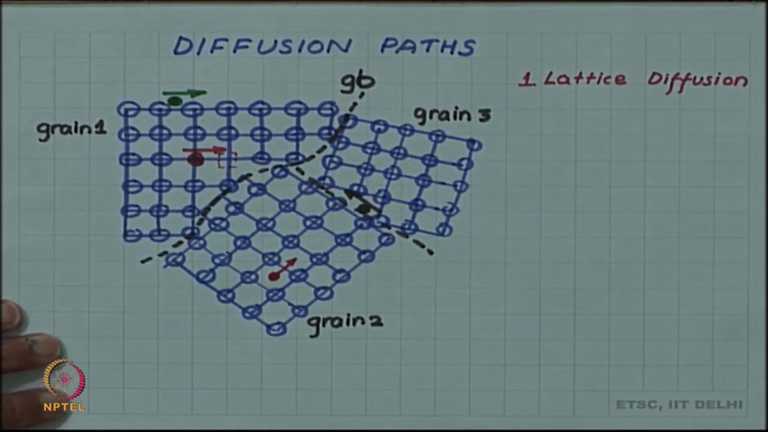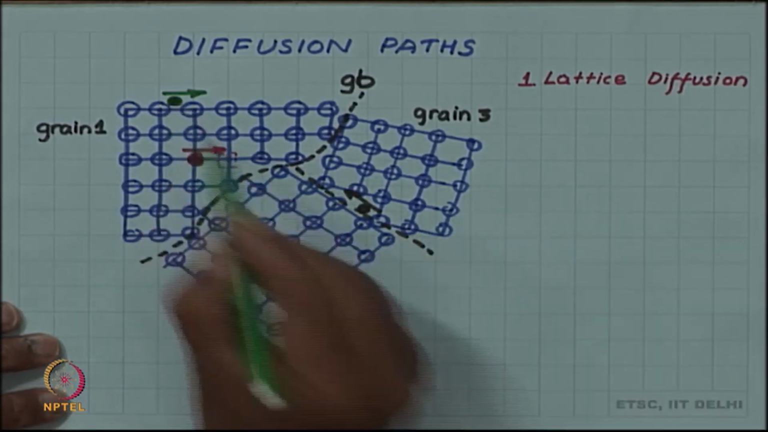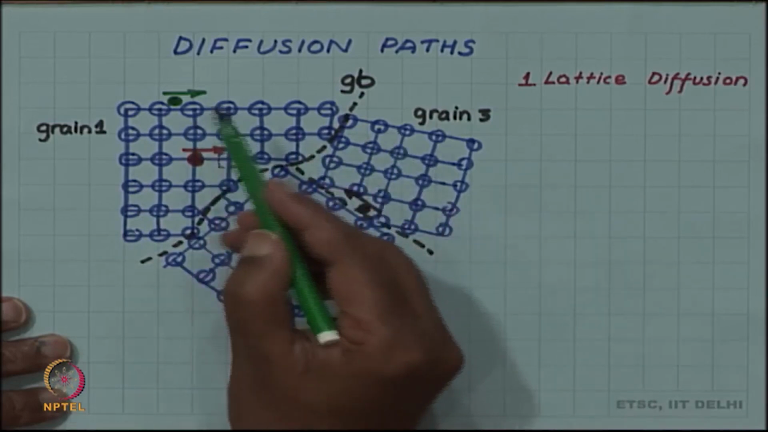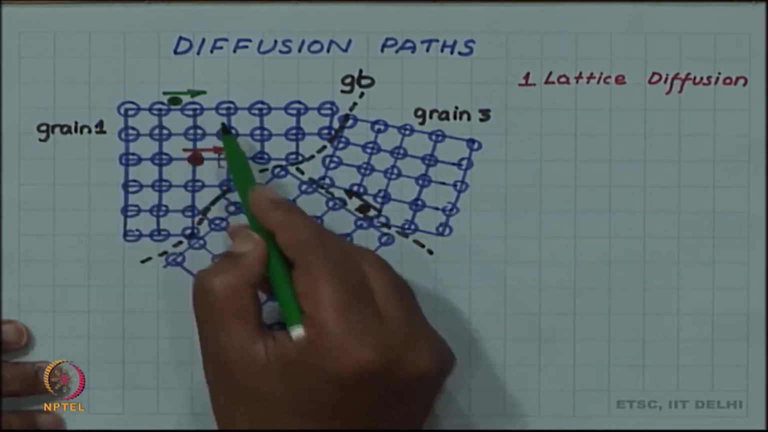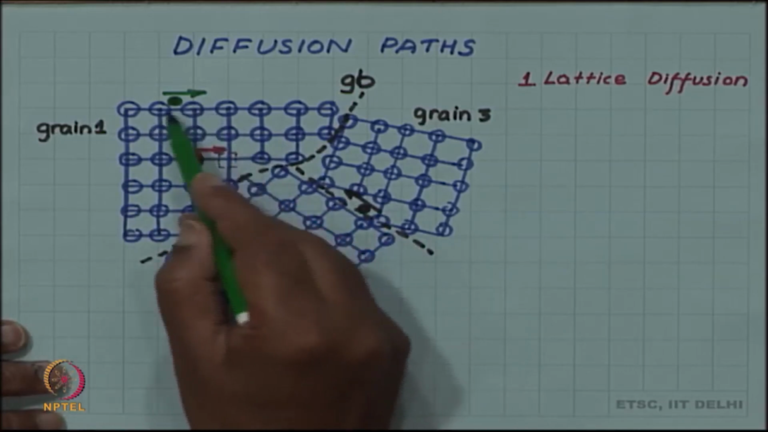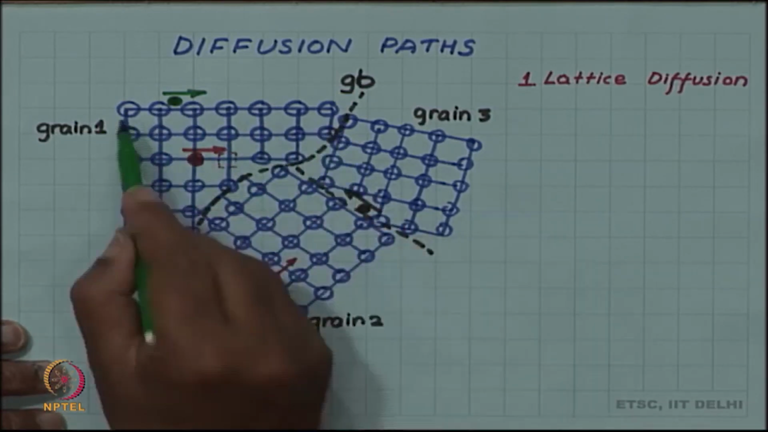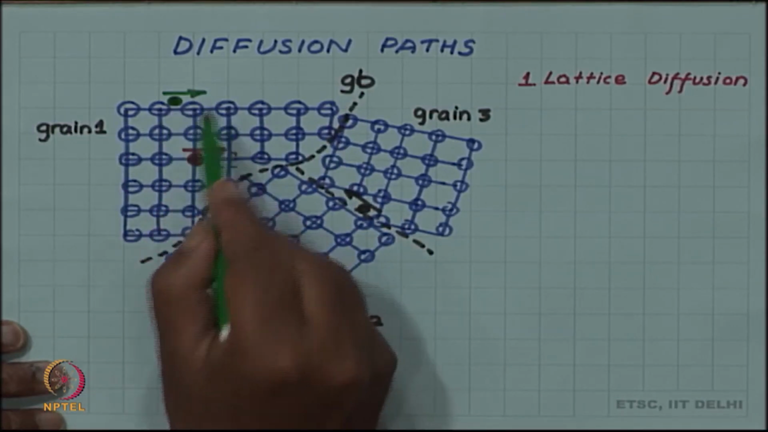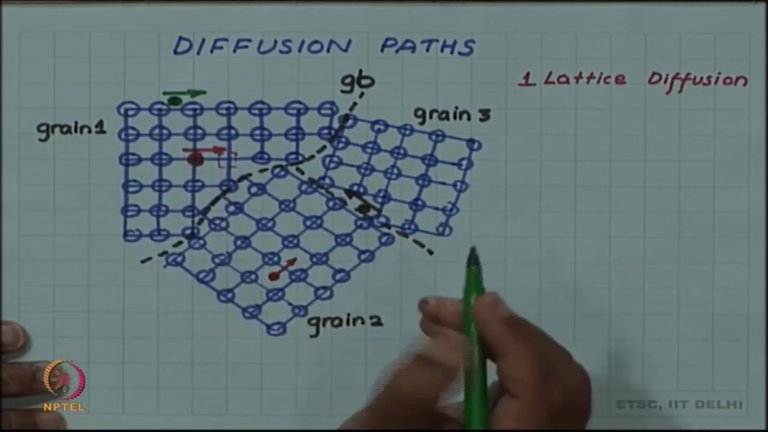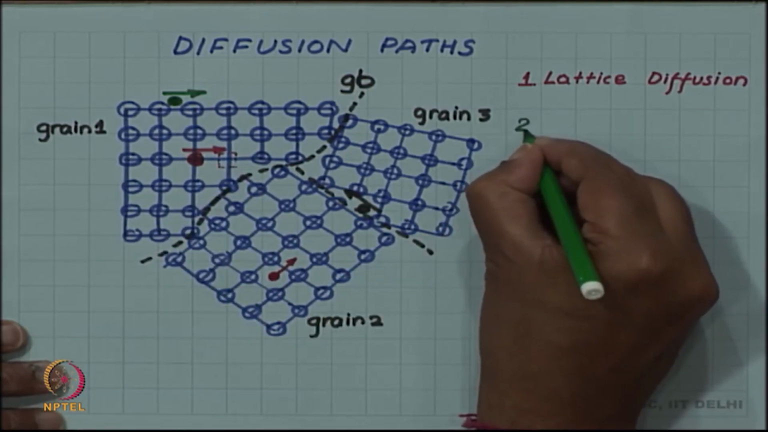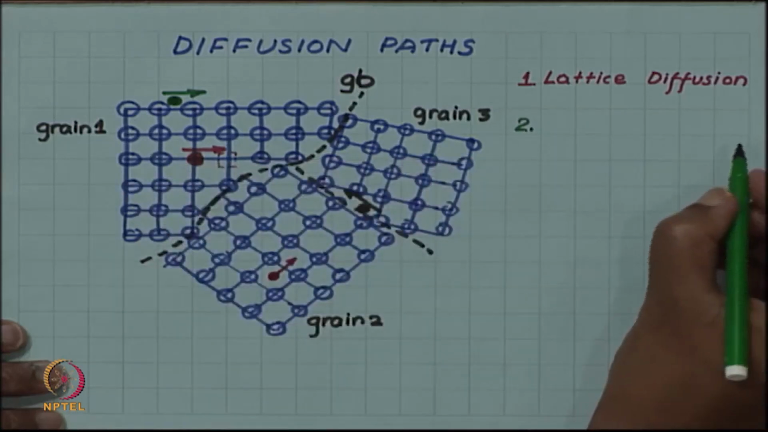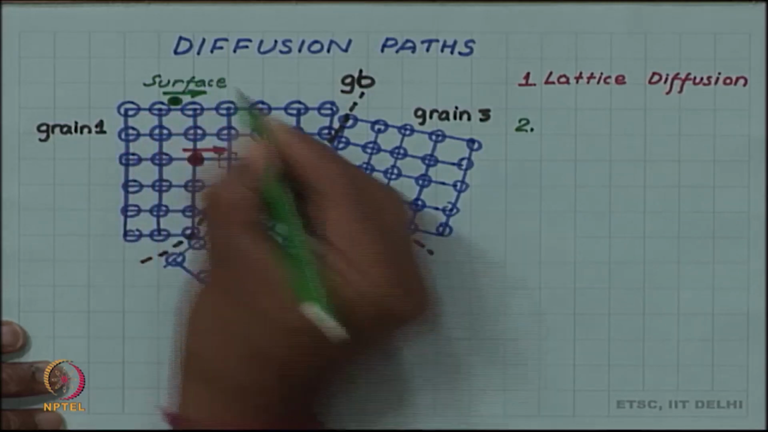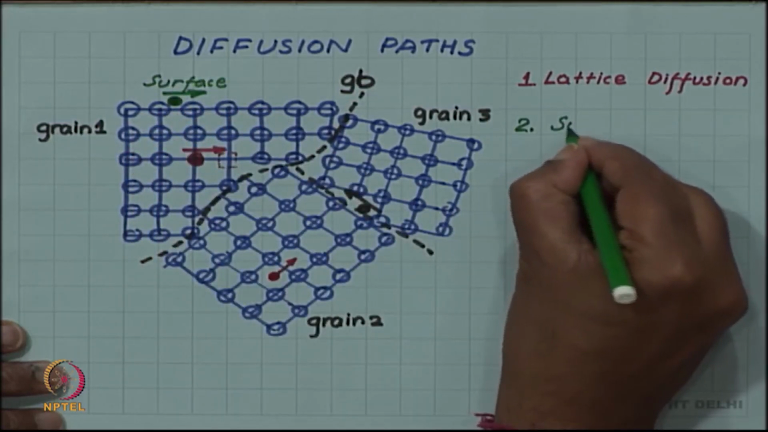But an atom can be present on the free surface of a crystal. In fact, during crystal growth, the new atoms which are coming will always join the surface and move along that surface. So, it is possible for an atom sitting on the surface to move to the next neighboring site on the surface. So, this will be a diffusion along the surface, and this will be called surface diffusion.